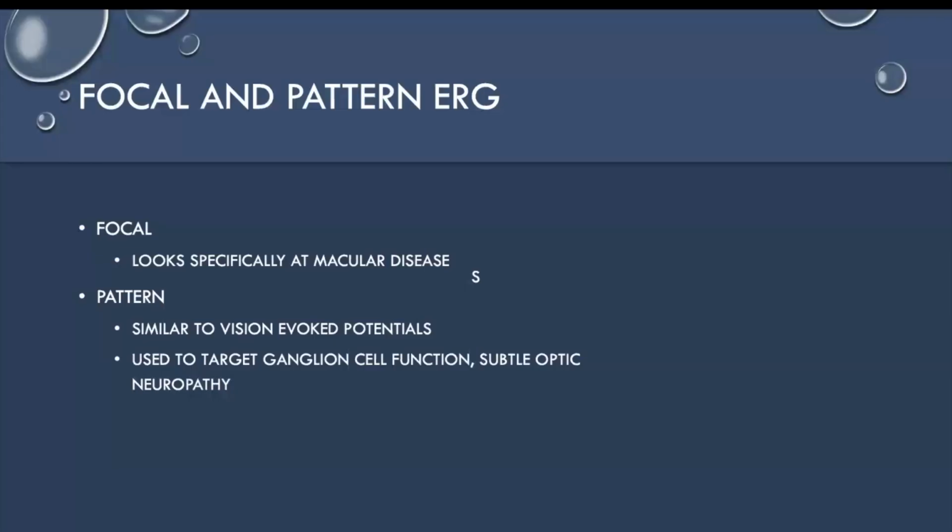Your focal and pattern ERGs: focal looks specifically at macular disease, so it looks within the macula. It doesn't focus on what's going on in the outer retina. And then the pattern ERG is very similar to your VEPs, in that you're showing them this black and white checkerboard that flips between the black and white squares. This essentially looks at your ganglion cell function. So it's also useful at looking at very subtle optic neuropathies, which is again what the VEPs are helpful for as well.